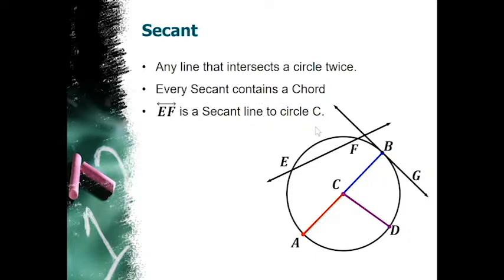Every secant does contain a chord, so here I have secant EF. It intersects a circle both at point E and point F. It does include a chord in there, which would be chord EF. Understand that the chord is a segment and the secant is a line. There's a very specific difference between the two. The chord does not extend outside of the circle while the secant does.